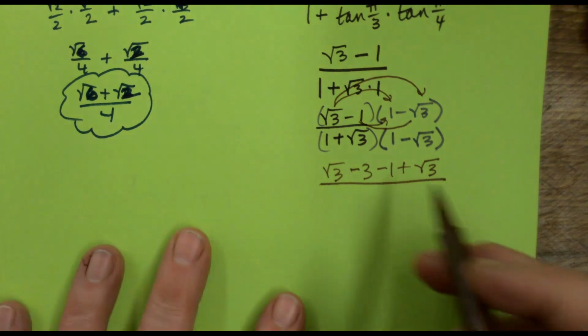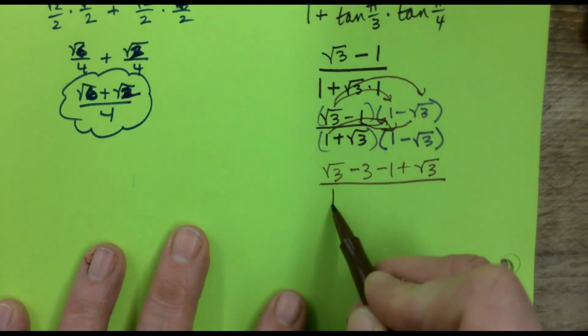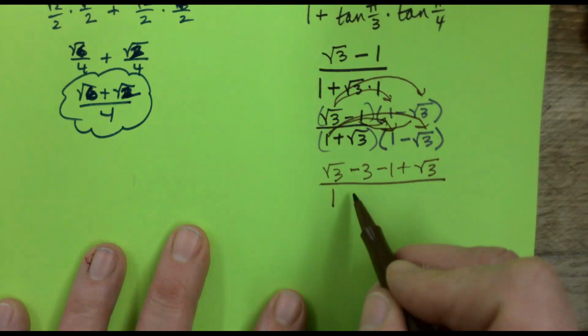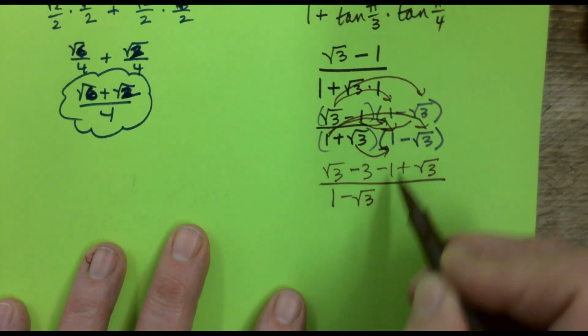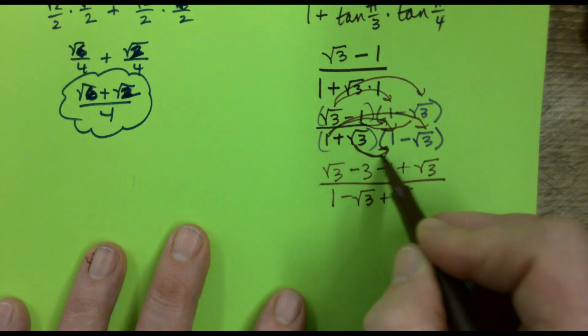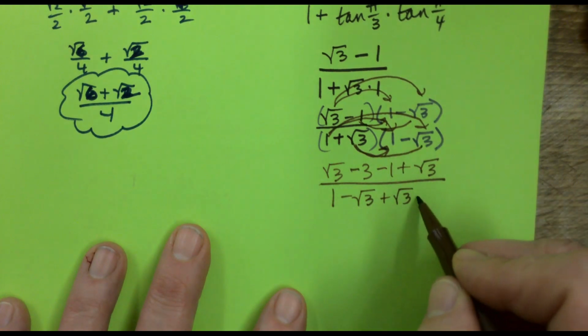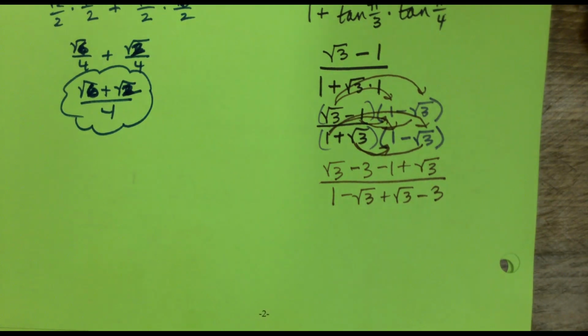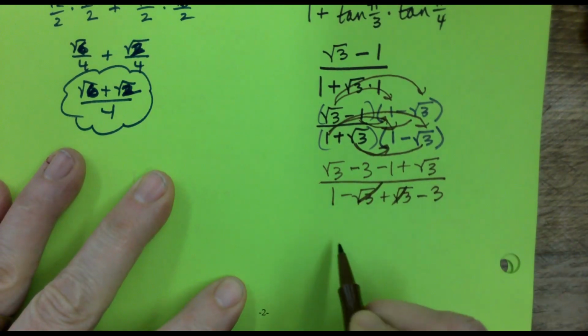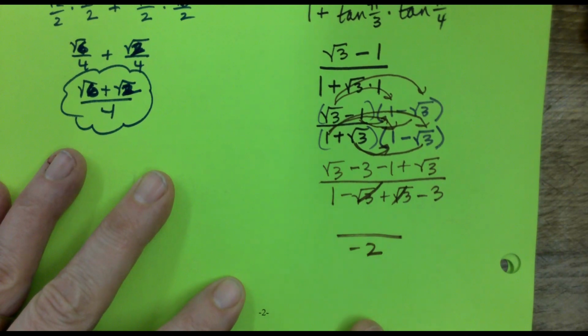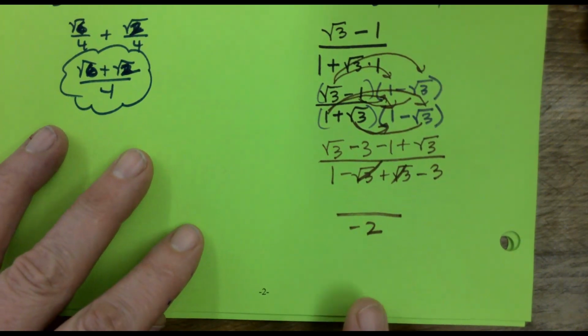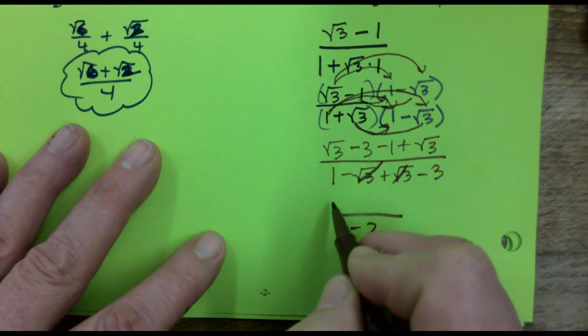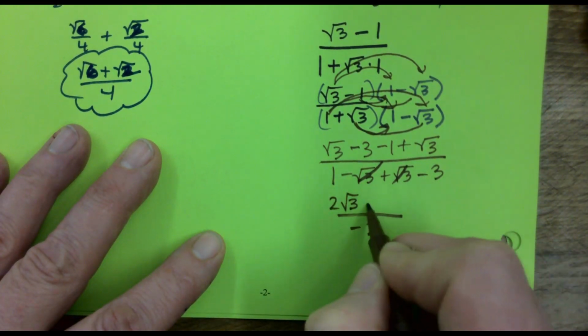Yeah. On the bottom, it is 1 times 1, 1 times negative square root of 3, square root of 3 times 1, and then square root of 3 times negative square root of 3. Do you see how the conjugate helps in the denominator get rid of the radical? What happens to those middle terms? They cancel each other out. So I'm left with, in the denominator, just negative 2. 1 minus 3. In the numerator, it is 2 square roots of 3 minus 4.